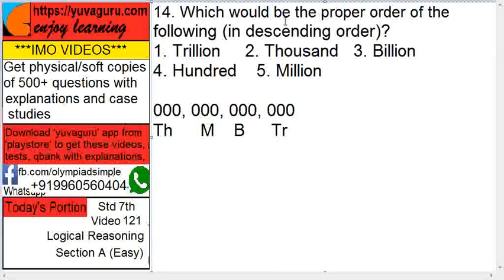Which of the following would be the proper order in descending order? Means trillion, thousand, billion, 100 million. In descending we have to write it. This is the American system. It's very simple. Thousand, 3 zeros; million, 6 zeros; billion, 9 zeros; trillion, 12 zeros. So we have to write it in descending, so the biggest one earlier. So the sequence would be 1, 3, 5, 2, 4.